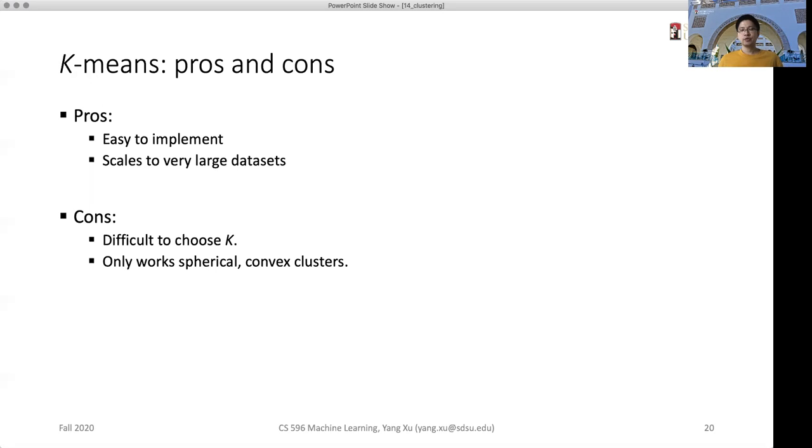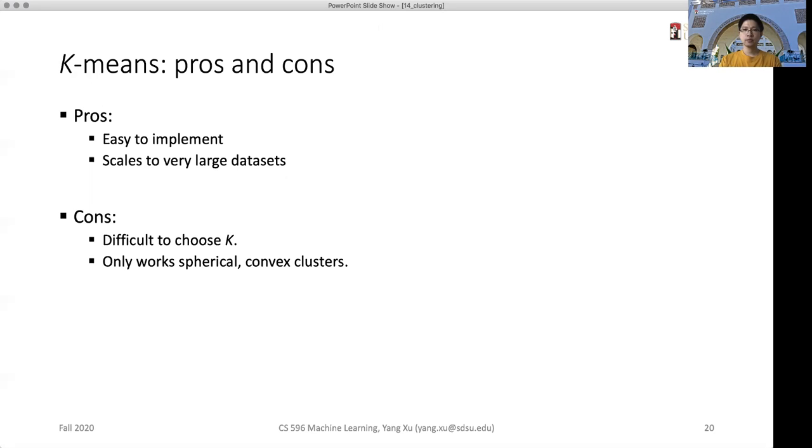Like, we need to choose k anyway, right? We need to decide the k, and it's not that straightforward, not that intuitive. So we need some hints, and maybe a lot of intuitive observations to decide the k, and the k doesn't always lead to a satisfactory result.